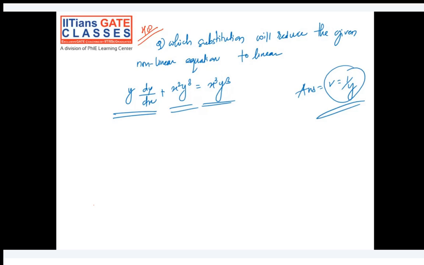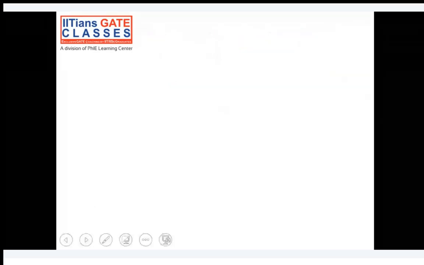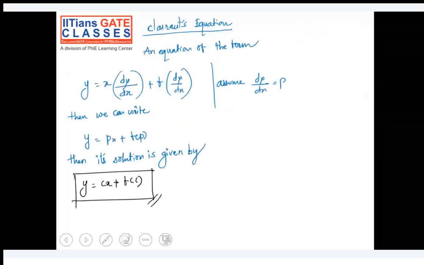The next type of equation is Clairaut's equation. It's a very specific type of equation. You may not have studied this before. It's a little special case and not even asked previously anytime. Just for your information, if the equation is in the form of y is equal to x into dy by dx plus f of dy by dx.